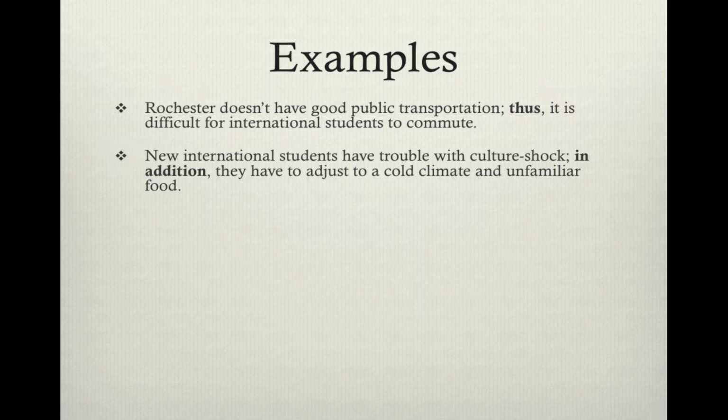Okay. My next example, again, I have two subjects and two verbs. My semicolon and my conjunctive adverb is in addition. So I'm adding extra information. And the idea that I'm expanding is the fact that students have trouble with culture shock. And I'm adding to that by saying they have to adjust to a cold climate and unfamiliar food. So in order to explain how they're having trouble with culture shock.